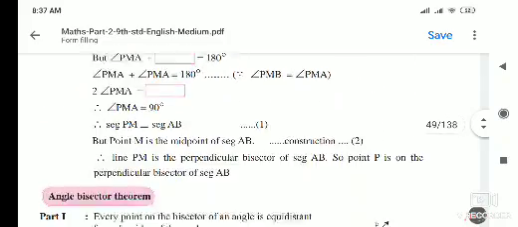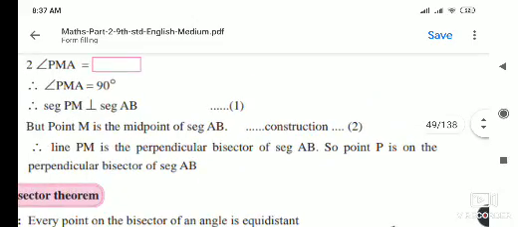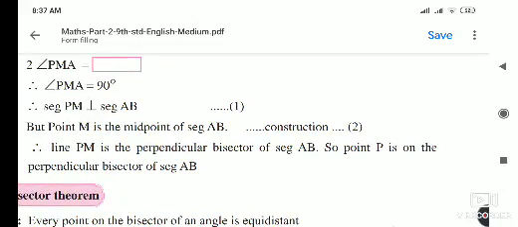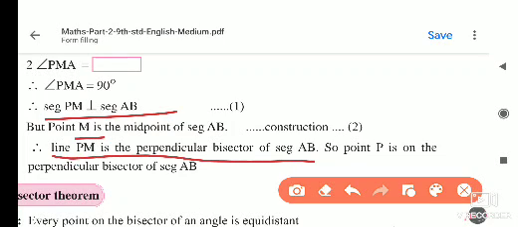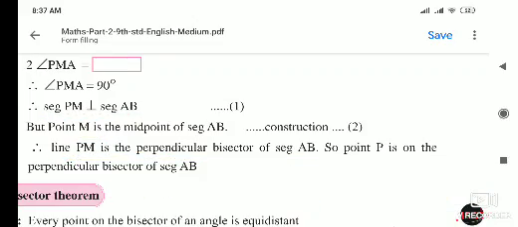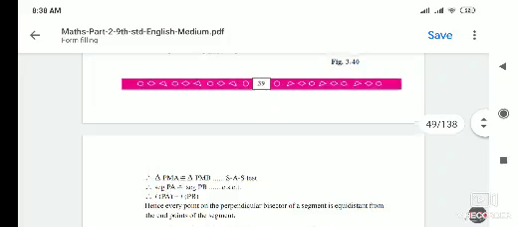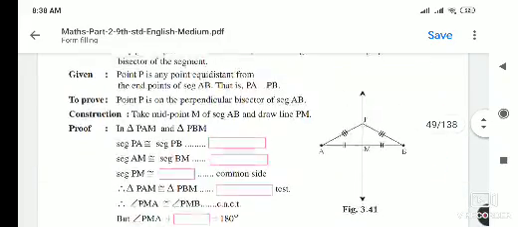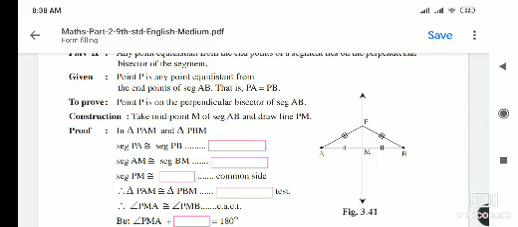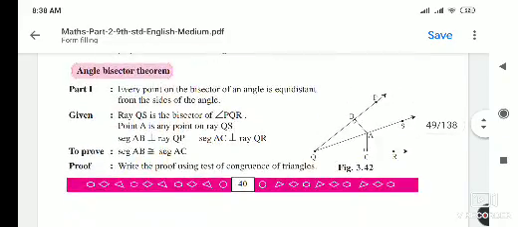Once it is perpendicular on it, and M is the midpoint also from our construction, so PM is a perpendicular and M is a midpoint, so PM is a perpendicular bisector of segment AB. We have proved it. So P is on the perpendicular bisector of segment AB. So in that way we proved the perpendicular bisector theorem, and next, the perpendicular bisector theorem's converse I had shown to you.